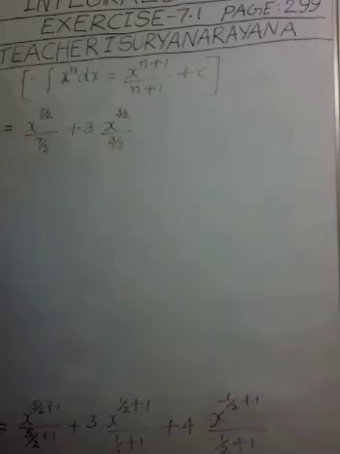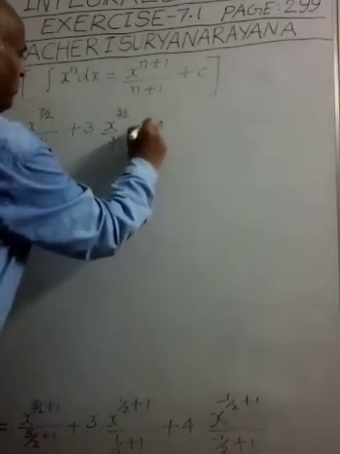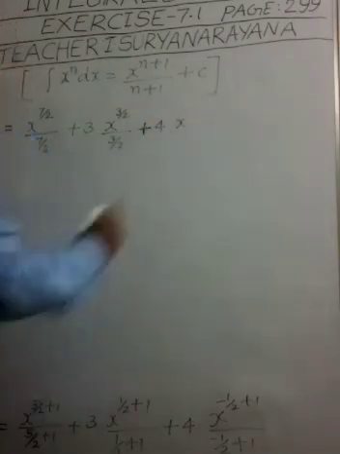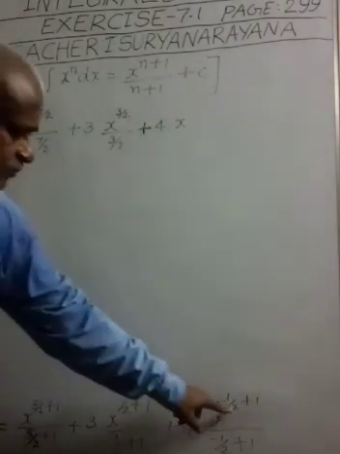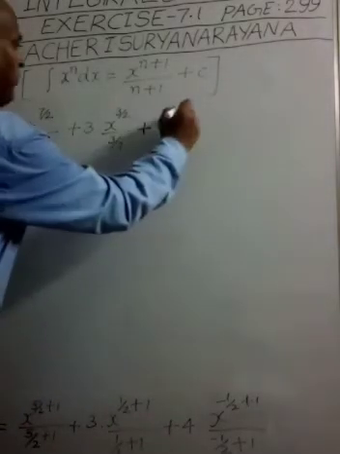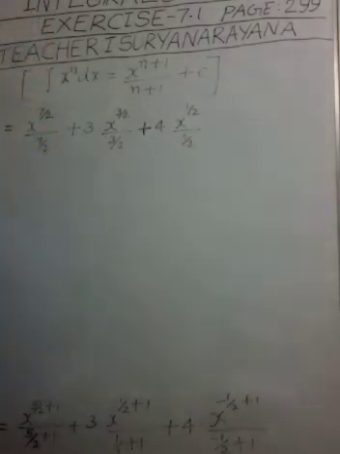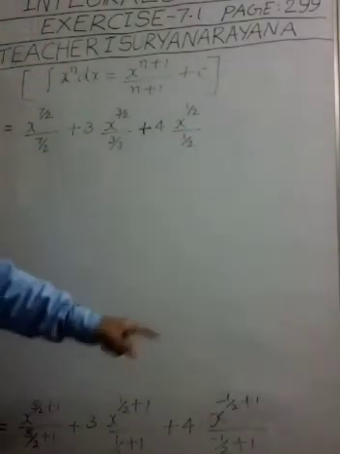Right. Come to the third term, plus 4 into x power 2 ones are 2 minus 1, what will you get? 1. x power 1 by 2 by 1 by 2. Understood this last term, my children? We have simplified each and every term.